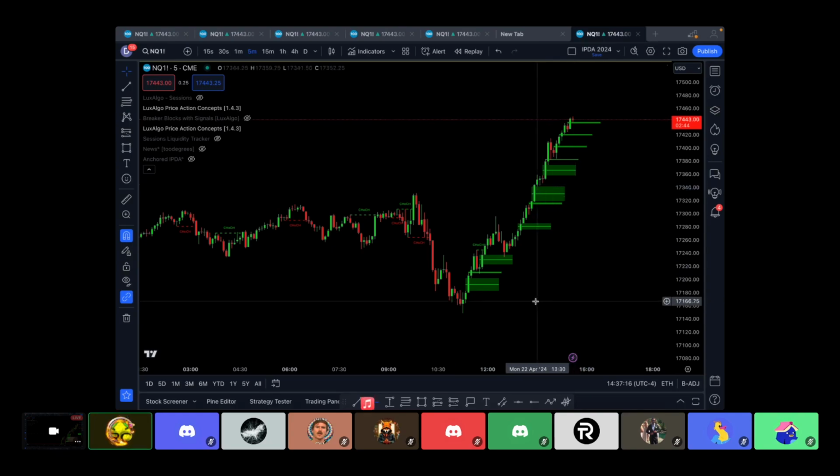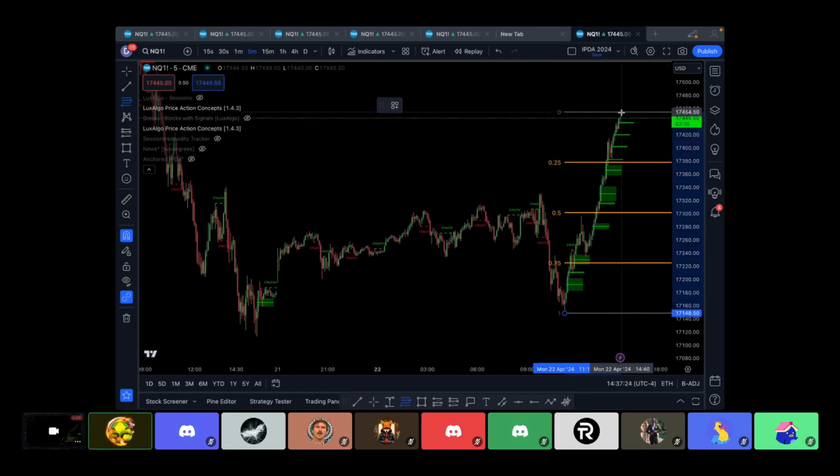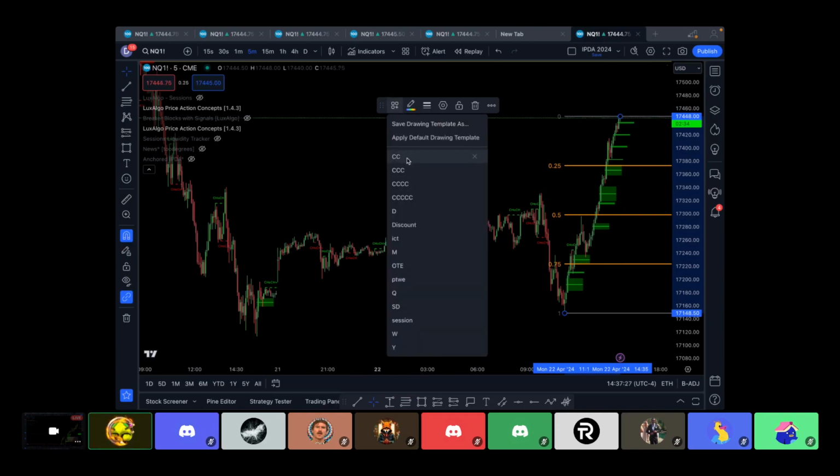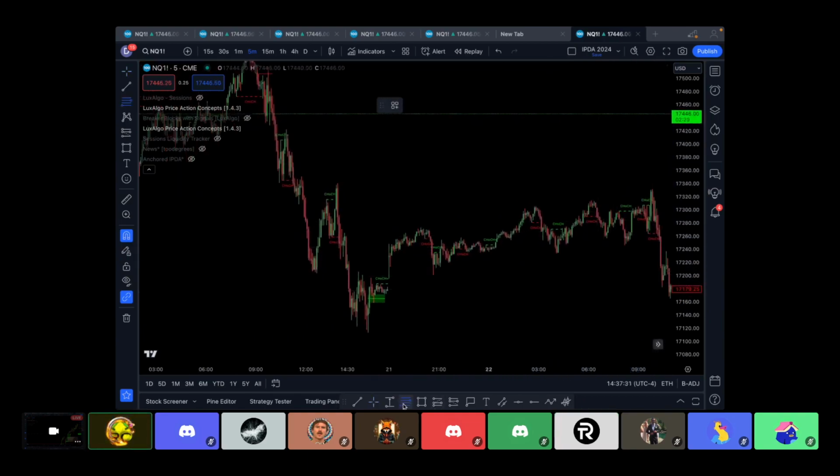If I tell you to draw the swing low and swing high, you're going to be like, this low, this high. Right? Probably going to be like this. Or if we do something like this, which high do I use? Oh, maybe this low and this high. Or this high.